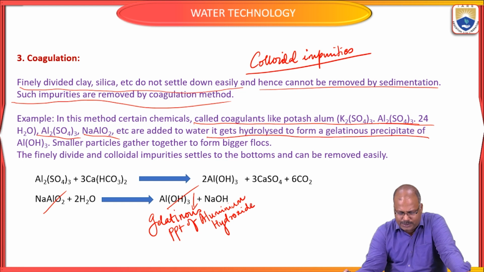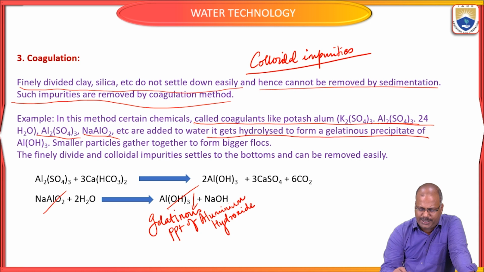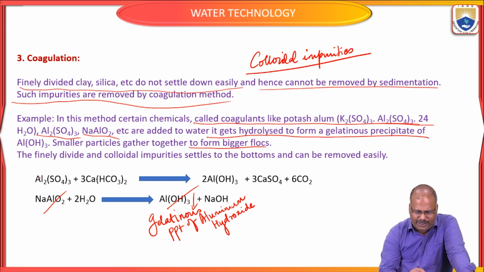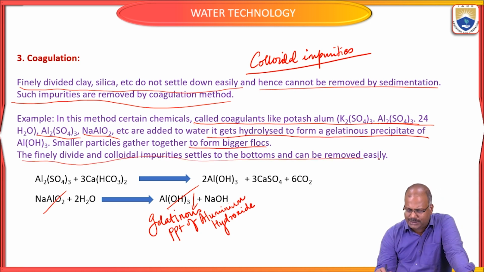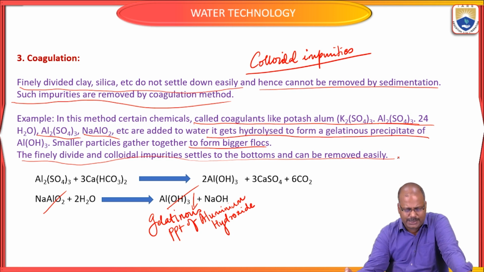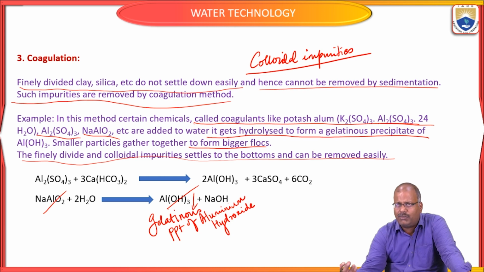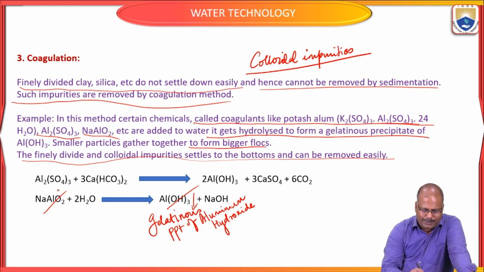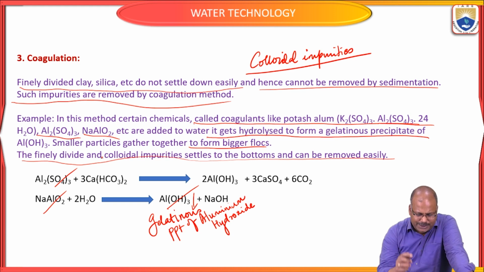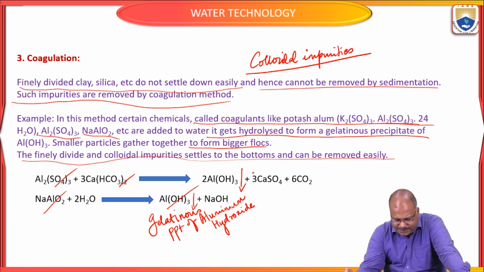So smaller particles together form bigger flocks. The finely divided and colloidal impurity settles at the bottom and can be removed easily. This gelatinous precipitate acts as a coagulant to bring all the smaller particles together and form a bigger floc, big enough to settle down. Another example: aluminium sulfate plus calcium carbonate forms aluminium hydroxide gelatinous precipitate.